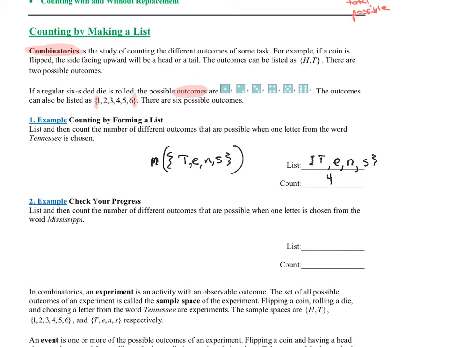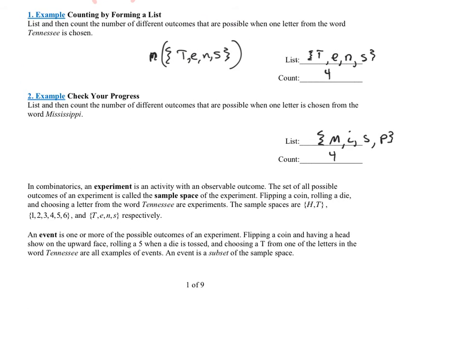It says, what are the possible outcomes if you choose one letter from the word Mississippi? Well, it could have been an M, an I, an S, or a P. Again, how many different possible outcomes are there? There are 4 distinct possible outcomes. So, when we do something, what do we call it? We call it, in this chapter, an experiment.